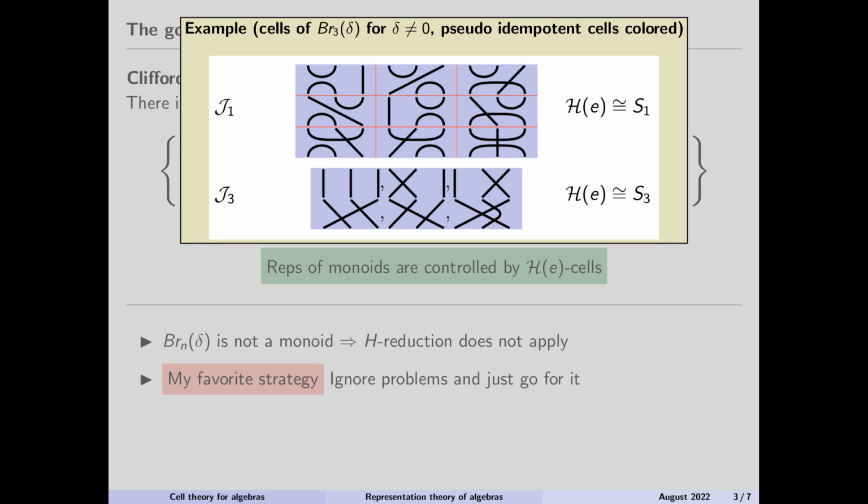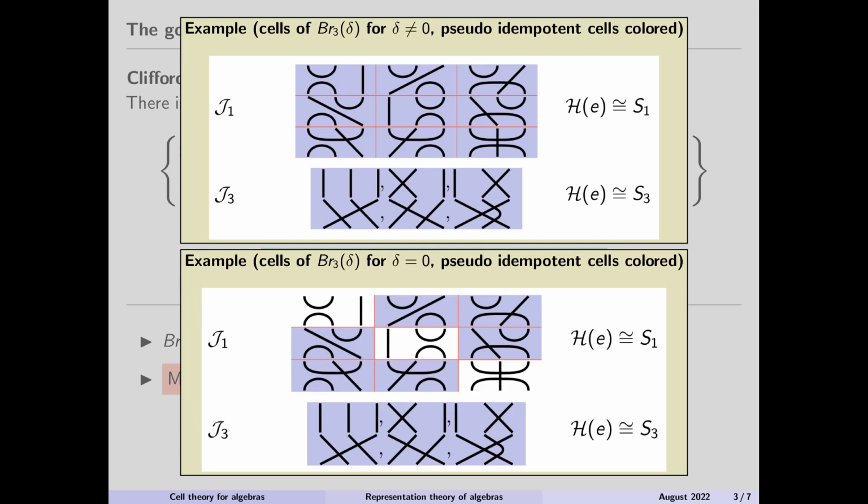The difference really is that if delta is 0, then I might have different pseudo-idempotents. So this picture is not pseudo-idempotent anymore for delta equals 0, because of stacking on itself. Example, delta is 0. Very different from the monoid case. In the monoid case, I just divide idempotents. And now it kind of depends on my precise setup. In this case, I'm kind of lucky, and I still have pseudo-idempotents in the middle.